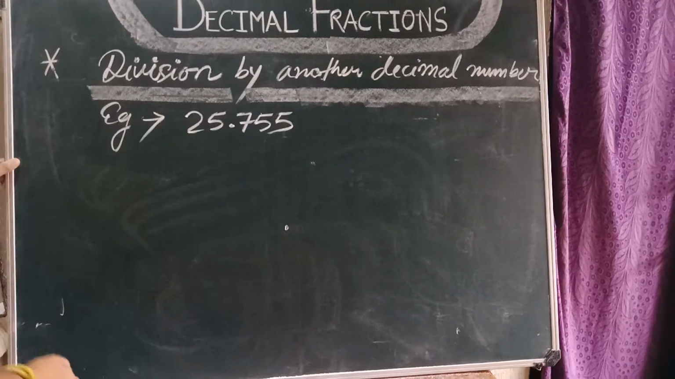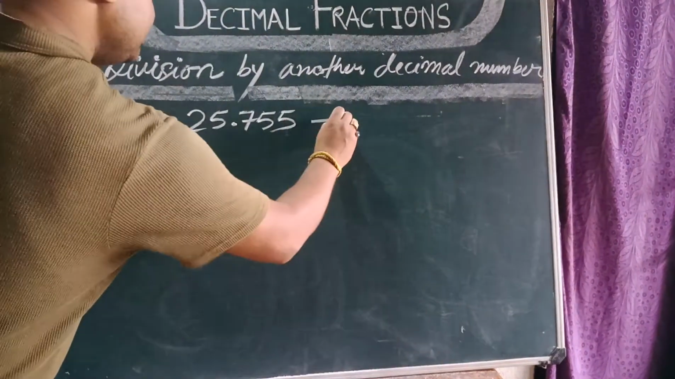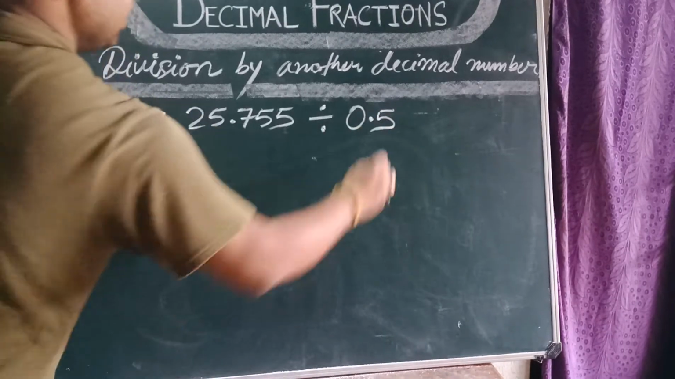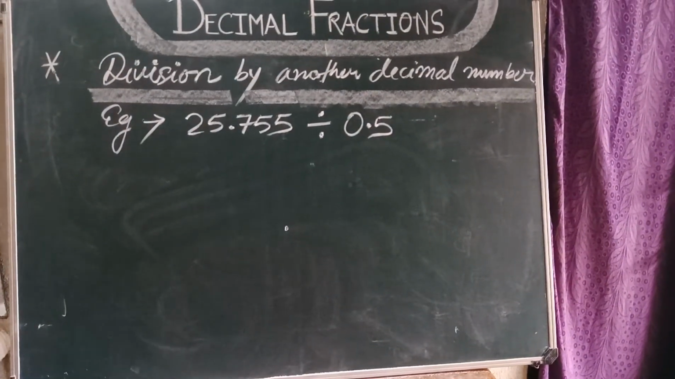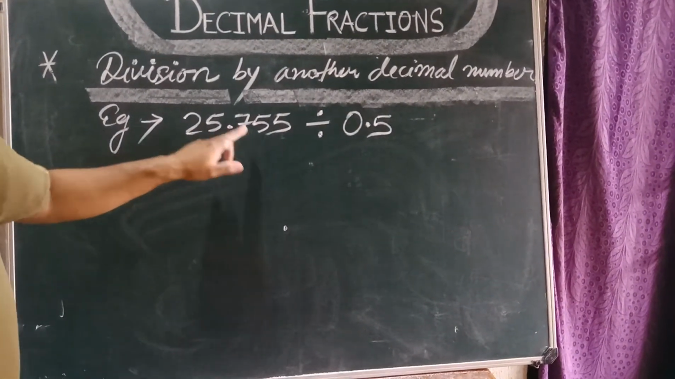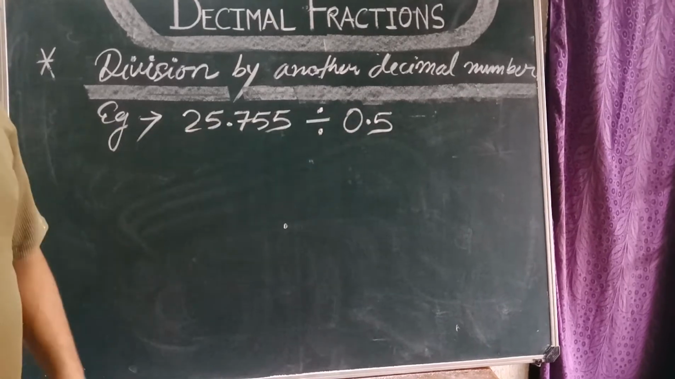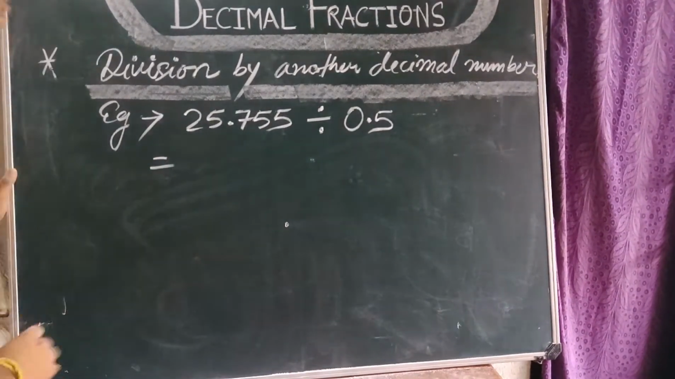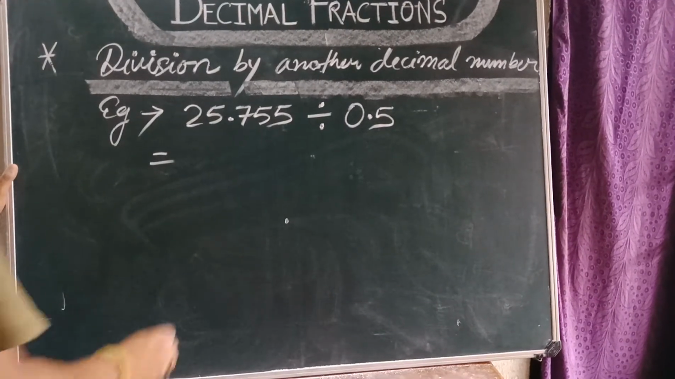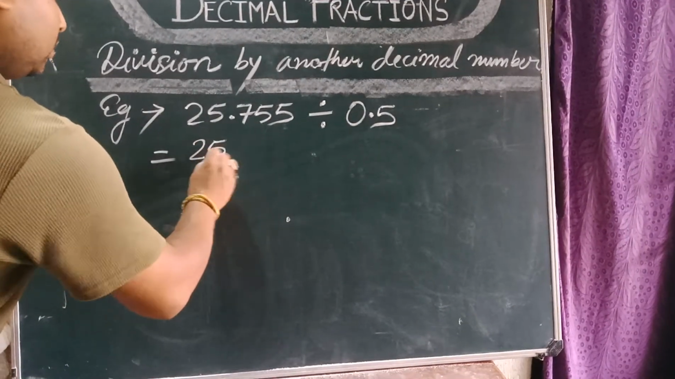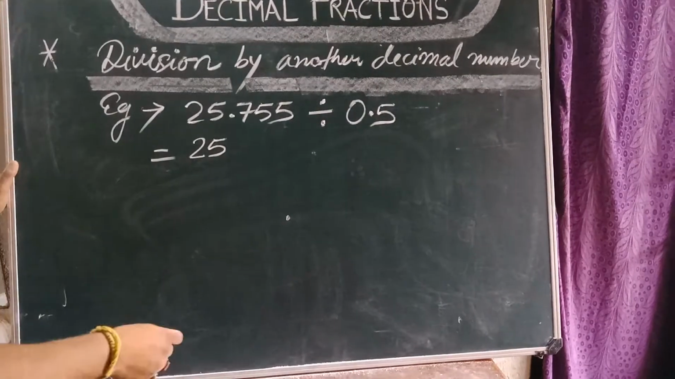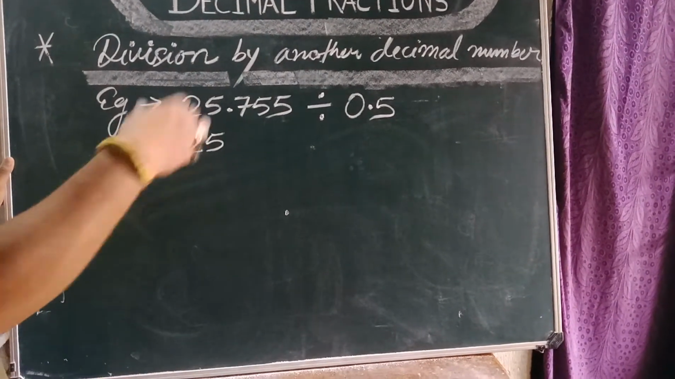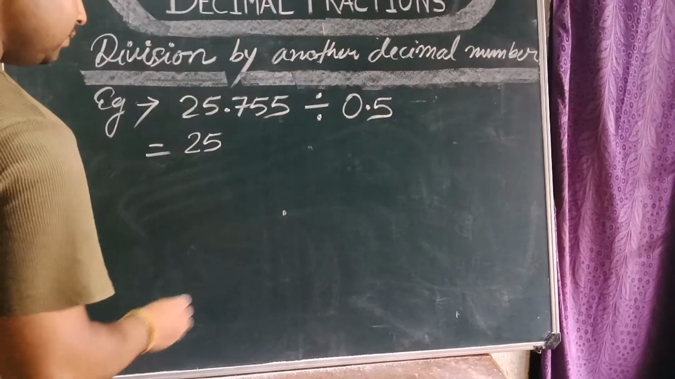Suppose I am taking 25.755 and we have to divide with, suppose, 0.5. Okay students, 25.755 divided by 0.5. So first of all we'll try to sort out the decimals. So I'm picking up the convenient method, which is actually convenient. If you don't feel that convenient, you can go through the proper division as I have done in the previous question.